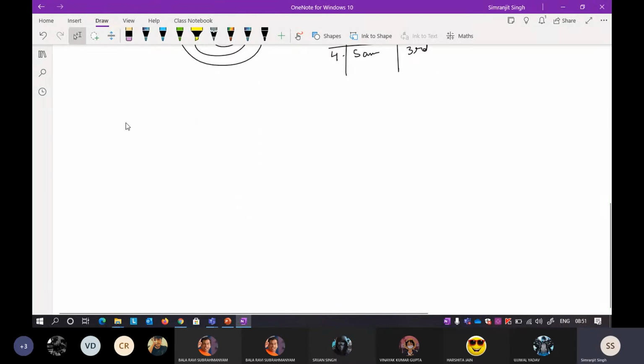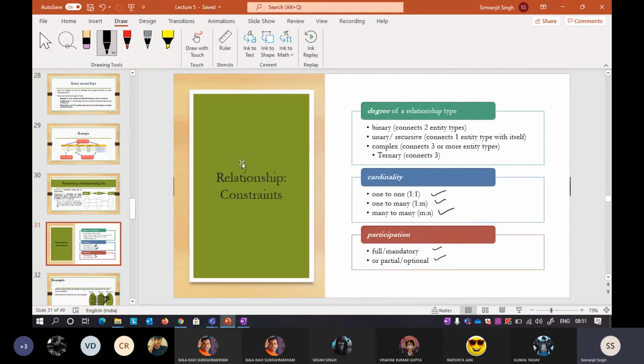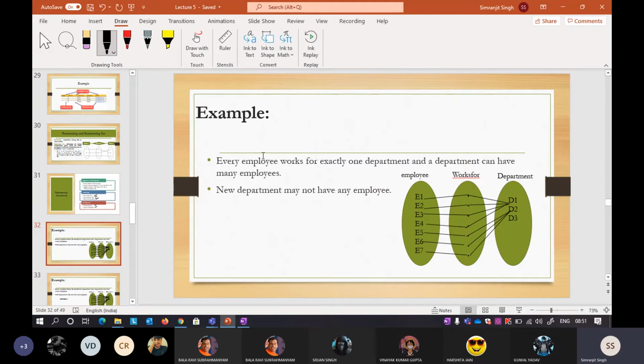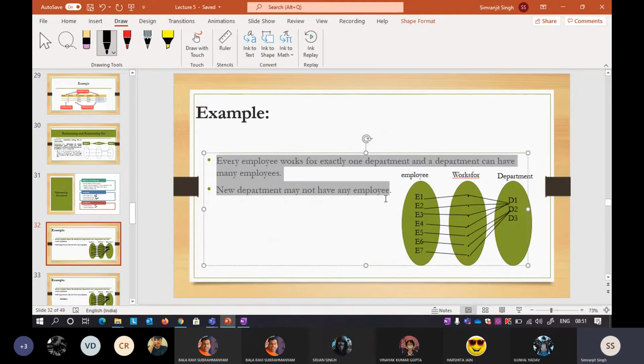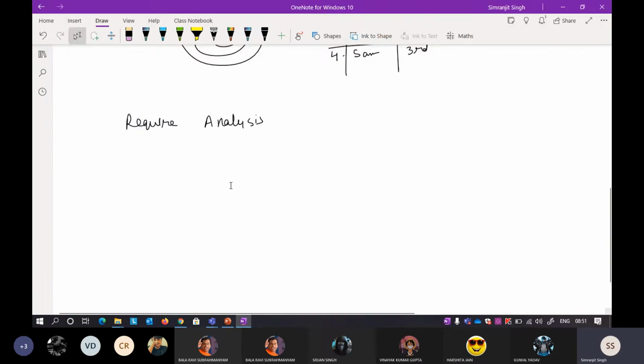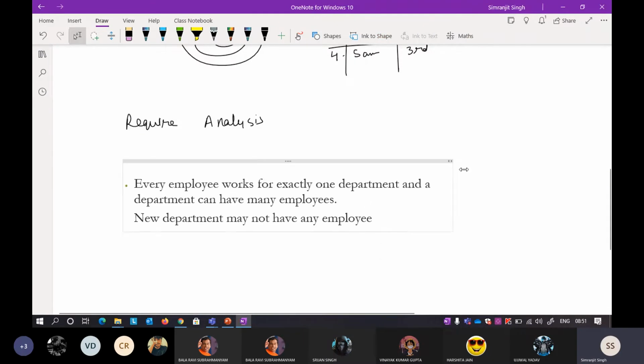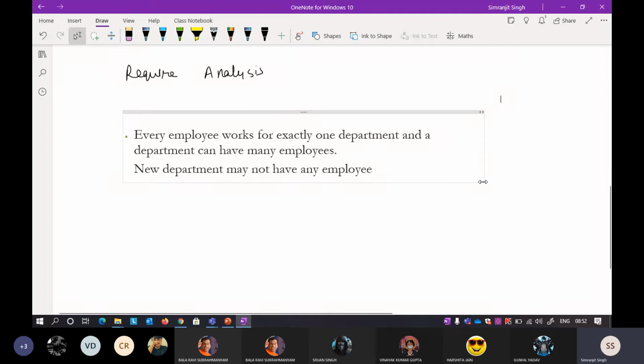So in the example, the requirement analysis part is already given. I think the example is already in your slide. If I can take the requirement part from the slide. Okay, so these are the two requirement parts. It is saying that there are two entities here. First of all, there are two entities. I'm giving you everything. Everything that comes under the requirement analysis part is given to you. Okay, so two entities there.